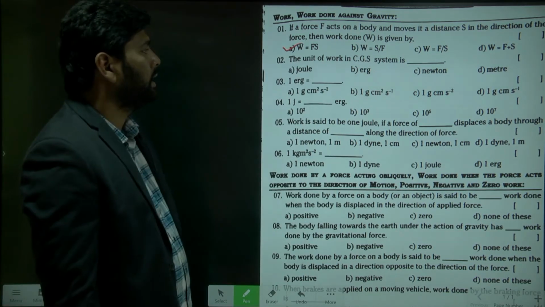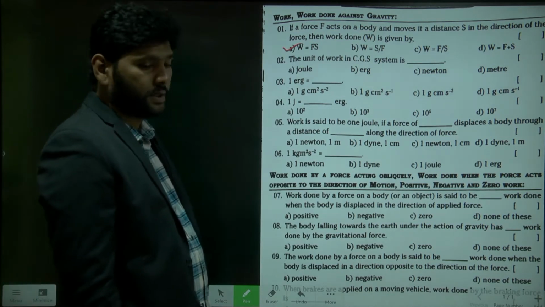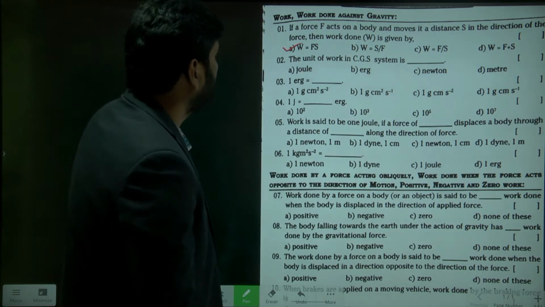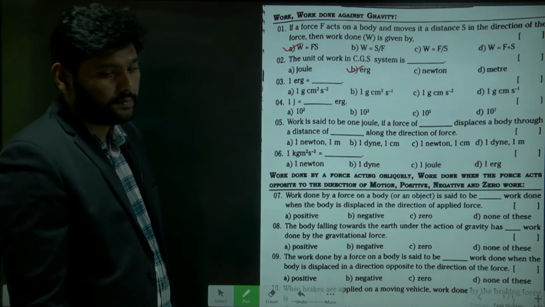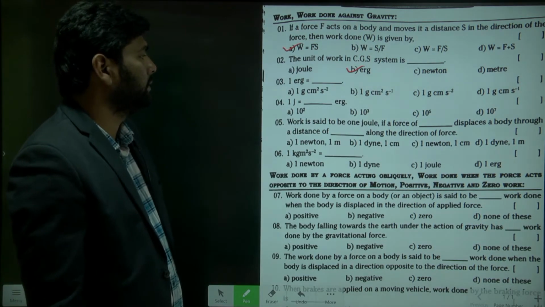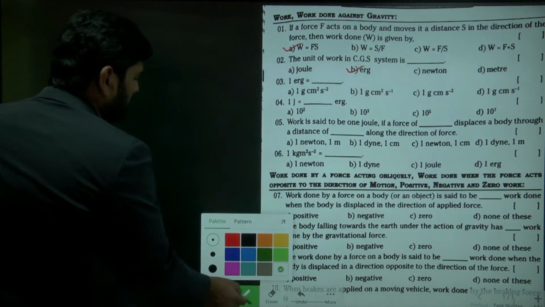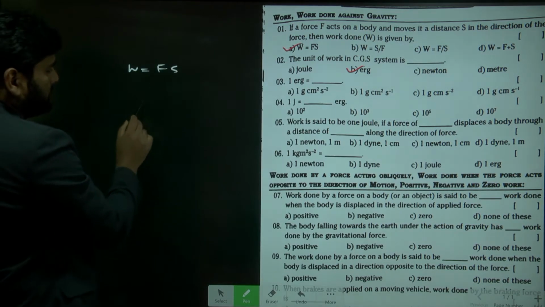The unit of work in the CGS system. Tell me, the unit of work in the CGS. In your CGS system it is not joule, it is erg. Okay, sir. So next, what is one erg? You can define one erg by using the formula of work done. Work done is equal to force into displacement.